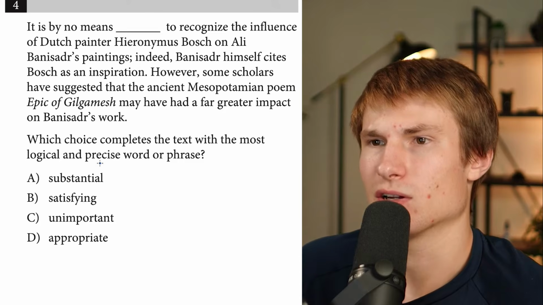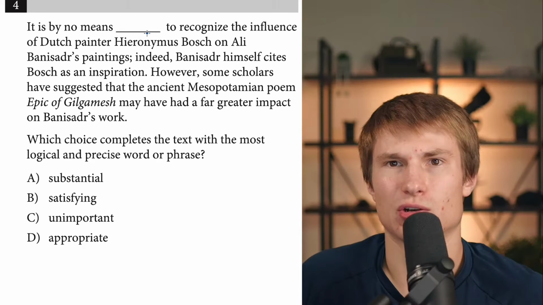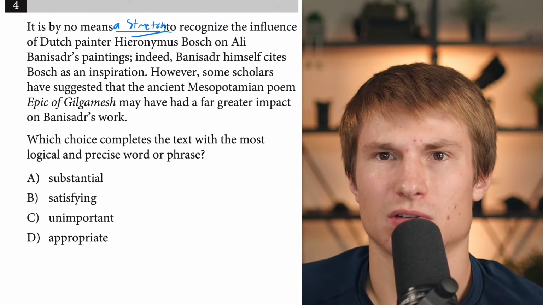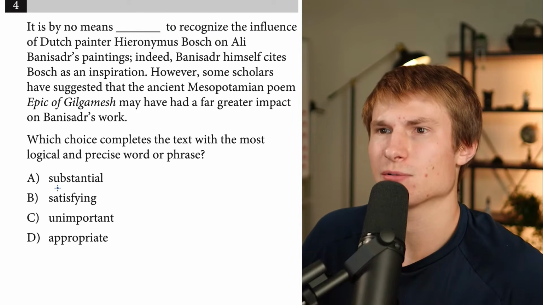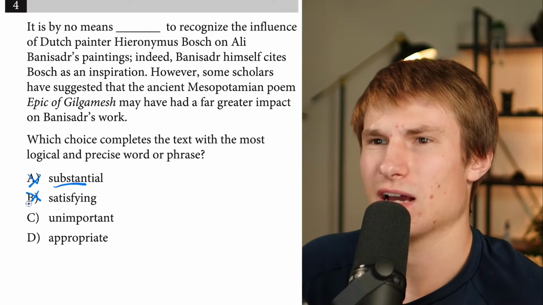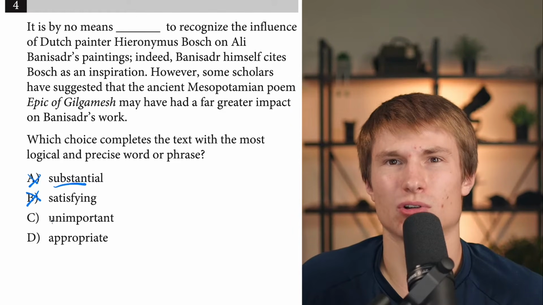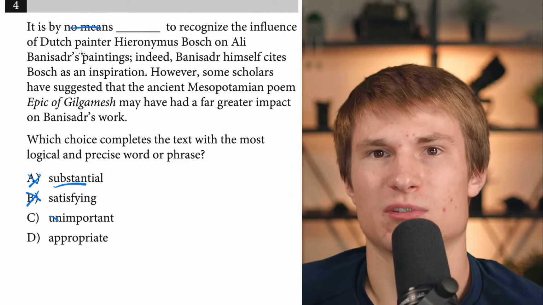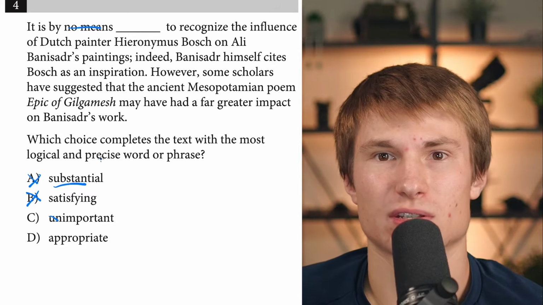All right, well, we would say it is by no means probably like a reach or a stretch to recognize the influence of Dutch painter, of the influence here. Okay, now if we take a look at our options, we have A, substantial. We wouldn't say it's by no means substantial to recognize it, or satisfying. It is by no means unimportant. Well, in other words, that'd be saying that it is important. So that no means would counteract the un. So we'd be saying that it is important to recognize the influence. Okay, that would make sense here.